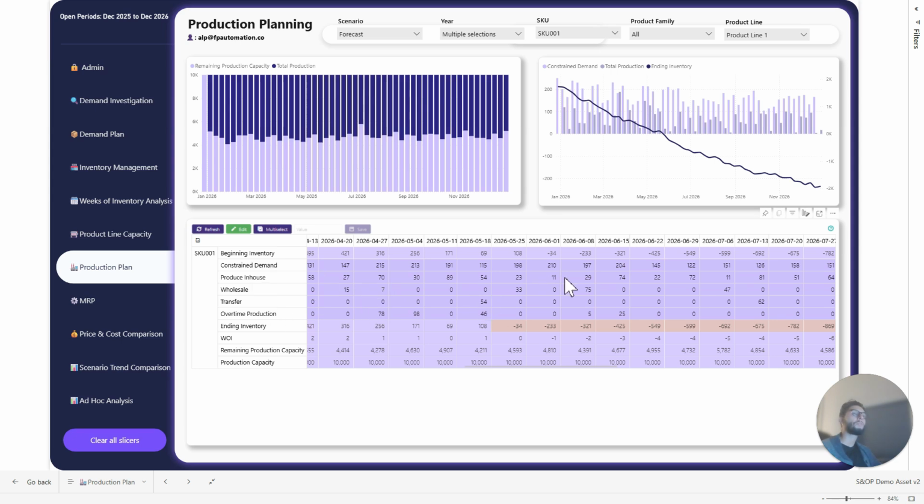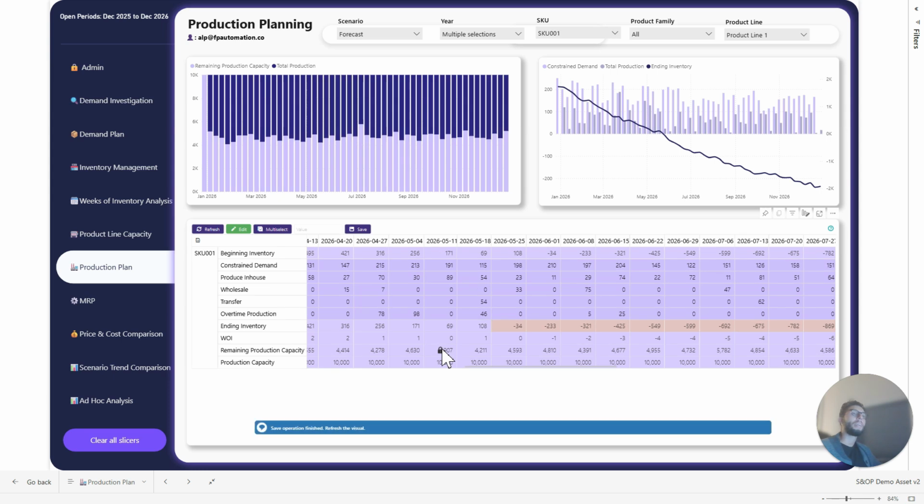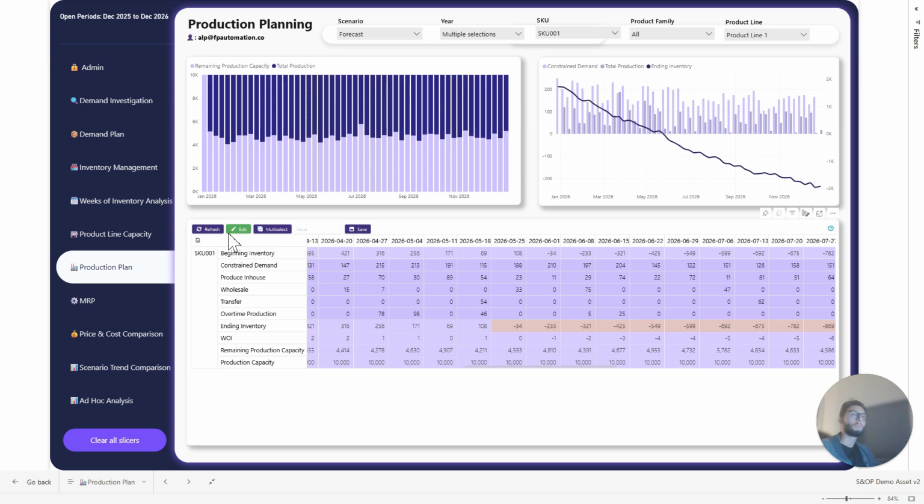In my case right here, I'm going to go ahead and say that I can produce additional units. I'm going to produce an additional 200 units in this given week due to lead times that I need to have in order to meet further demand down the line. By making a change right here, we're not only making an adjustment to this particular line, but we're also making an adjustment to the capacity right here, as well as the ending inventory balances for this particular SKU.